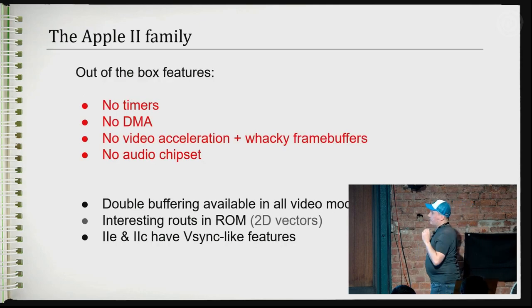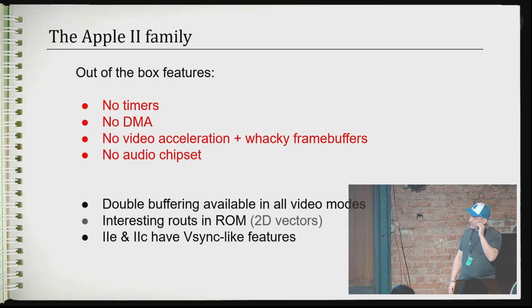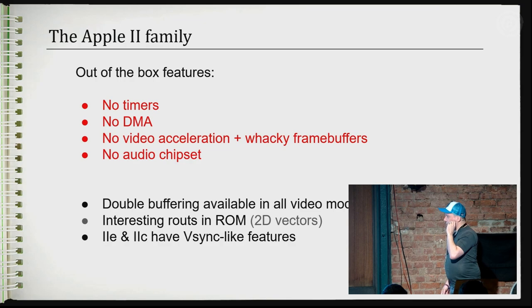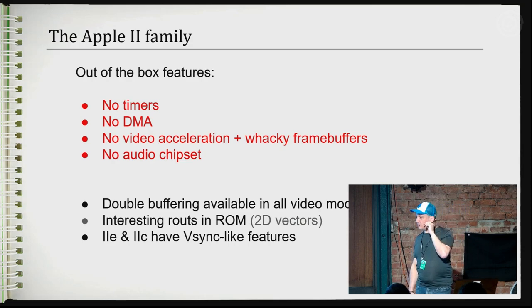And what you get as a coder is quite nothing actually. You get no timers, no DMA, no video acceleration, so no sprites, no hardware scroll, nothing actually, no color. And the frame buffers are very, very strange. They're not linear, so you have to use a lot of lookup tables, that kind of thing. And the color is very complex to understand. There's no audio chipset. But the good news is that you get double buffering in all video modes. That's quite incredible for a 1977 computer.